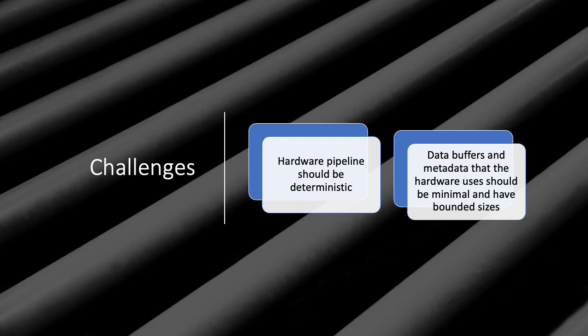To address these challenges, we approached a new technique, the Clio virtual memory system, with the following principles to eliminate these states and challenges. The other challenge is that the data buffers and metadata that the hardware uses should be minimal and have bounded sizes. Traditional software approaches normally use various data buffers and metadata, which are large and grow with increasing scale.